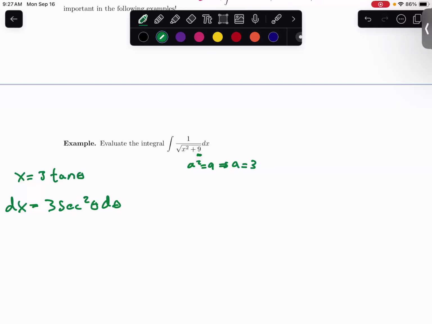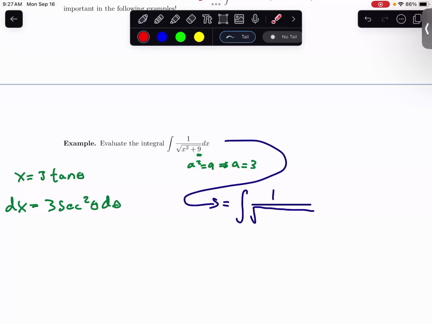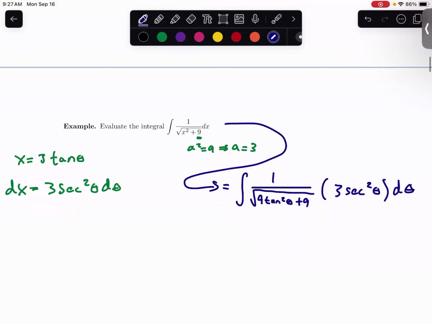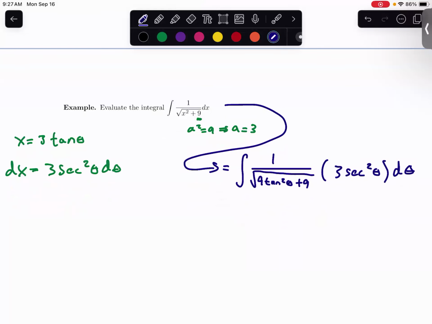Even though we're doing a different substitution, the process is pretty much exactly the same. So let's continue down here. This is really the integral of 1 over the square root. Now x squared, where x was 3 times tangent theta, is going to become 9 times tangent squared theta. And then plus 9 remains the exact same. And our dx now is going to be 3 times secant squared theta d theta.